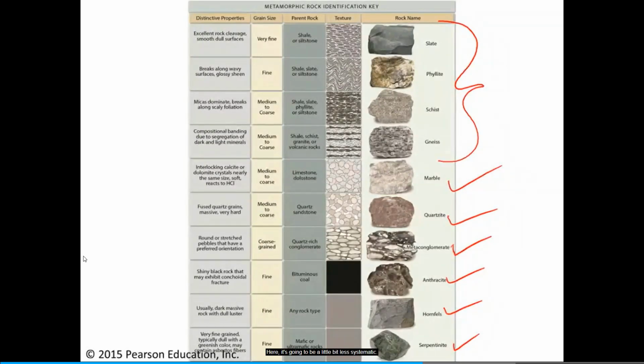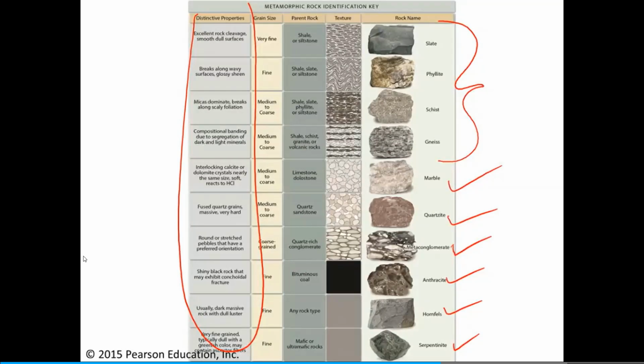Here it's going to be a little bit less systematic. The first thing you should look for is whether there's foliation or not, whether there's an alignment of the mineral grains, but then those distinctive properties are going to be critical for identifying the individual metamorphic rocks. Let's go to my students now and take a look at a couple of examples.